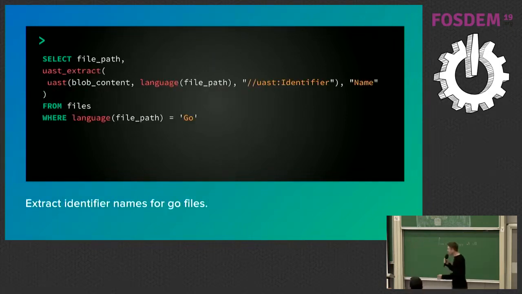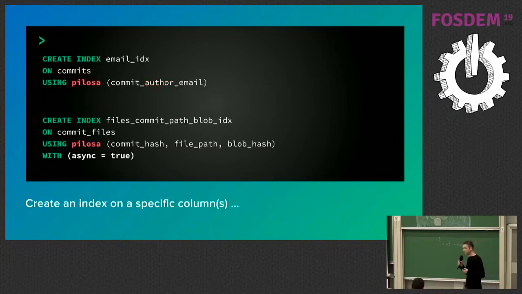A more sophisticated query is this one, which basically uses our predefined function, which lets you extract some abstract syntax tree and can recognize the language based on the content and stuff like that. So this query tries to extract all the identifier names from your Go files. But of course, we have indexes. Indexes are the most interesting for this talk.